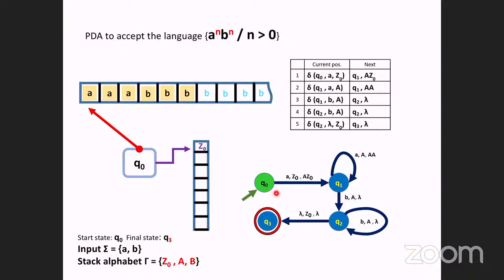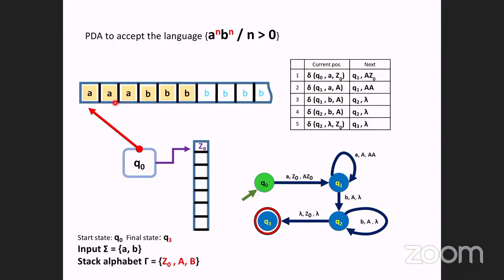So this is the state diagram. When the machine is in state Q0, scanning a symbol A, as I mentioned here, and Z0 is the topmost stack symbol, it can go to state Q1 by placing A on top of Z0. Let's see how the machine is functioning. We are starting now. Everything is set. The machine is set on the start state Q0.